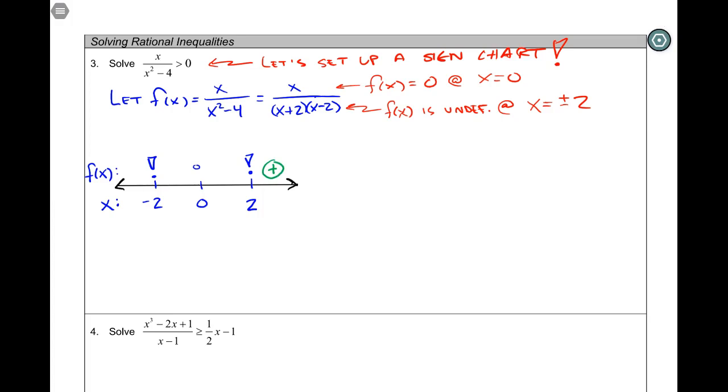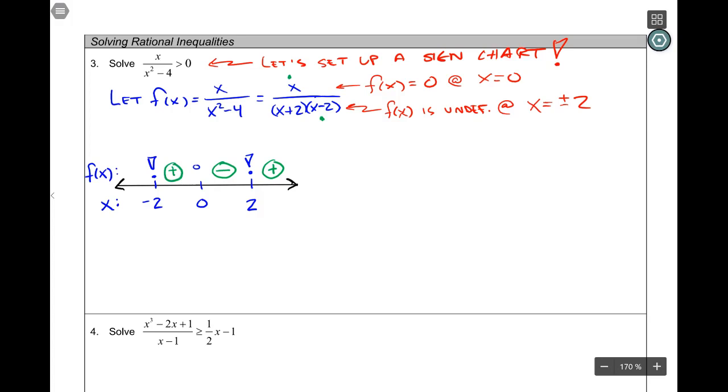Once I cross over x equals 2, this factor right here turns negative. So I'm going to have a positive divided by the product of a positive and a negative. So that's going to be negative. Alright, so what happens as I cross over from 0 to the negative side of the number line? Well, this x is going to turn negative, so then I'm going to have a negative divided by the product of a positive and negative. So those two negatives are going to cancel out. My sign chart will be positive in this region.